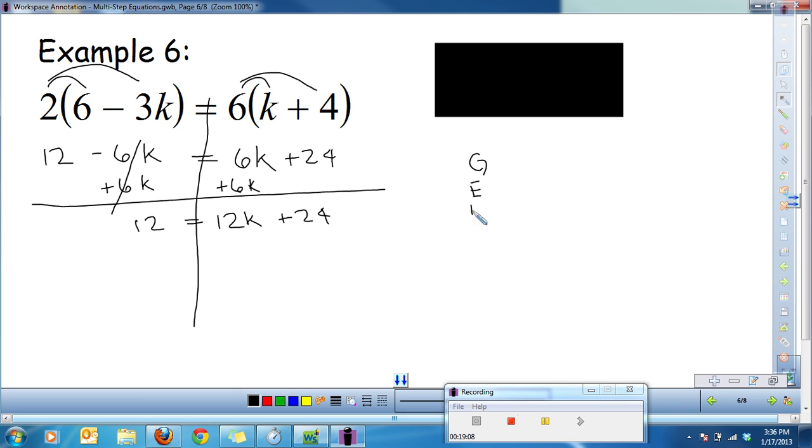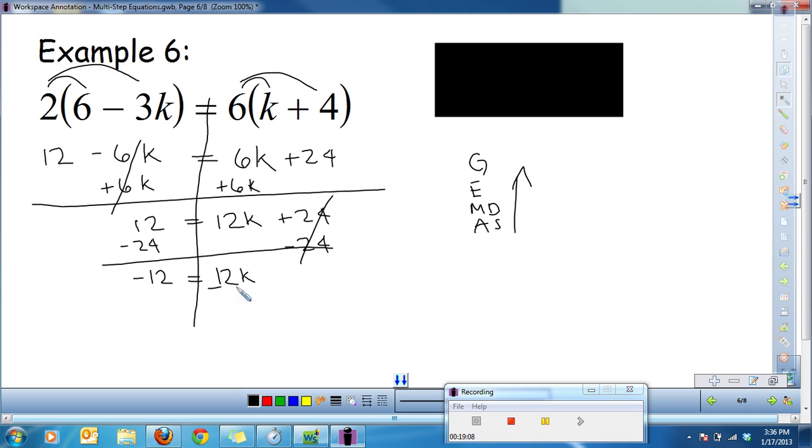Now, I can see a two-step equation, and I'm going to solve that using reverse GEMDAS. So I'm going to start at the bottom, get rid of my plus 24 first. So how do I undo plus 24? I'm going to minus 24. 12 minus 24 is a negative 12. Bring down my 12k. 24 minus 24 is 0. That cancels out.